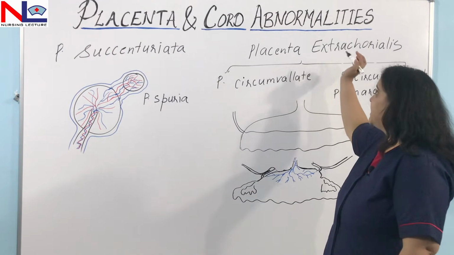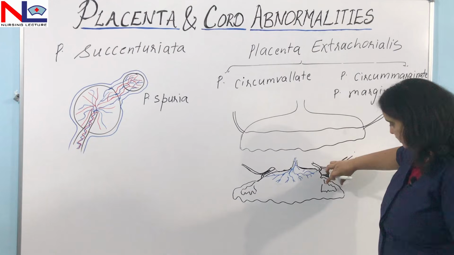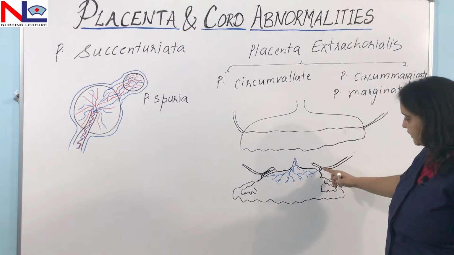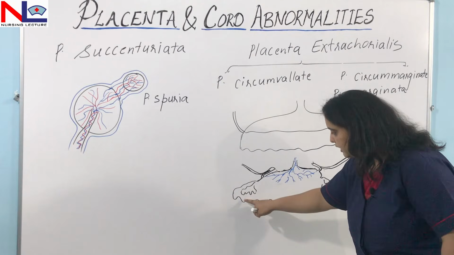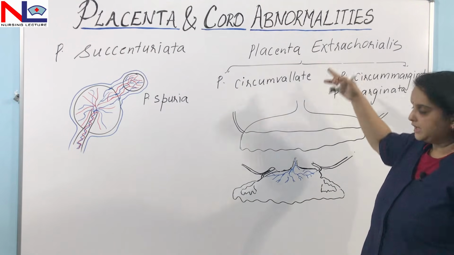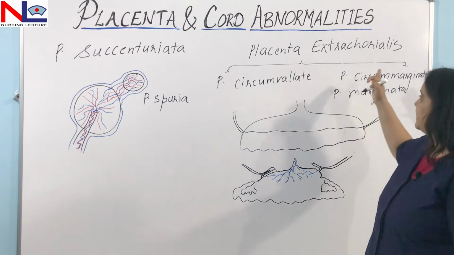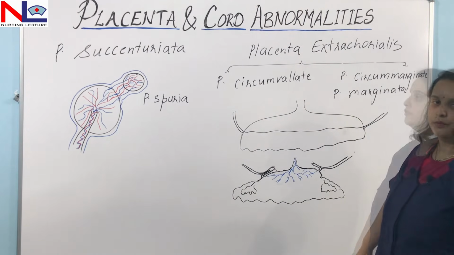So what is happening in placenta extrachorialis? That is, these are the extra chorions or the extra villi which are not covered by the chorionic plate, because they are only covered by the basal plate. So this is how the circumvallate and the circummarginate placenta are called extrachorial.